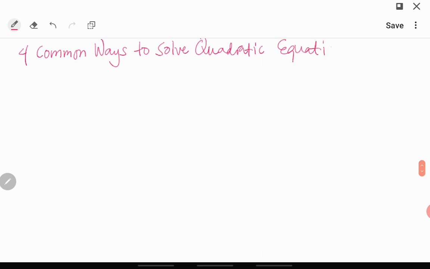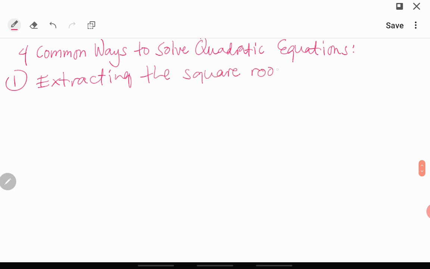Okay, may 4 na pangunahing paraan. There are 4 common ways to solve quadratic equations. Okay? Ang una ay yung tinatawag na extracting the square root. So, simply, kunin ang square root ng equation. Yan yung extracting the square root.